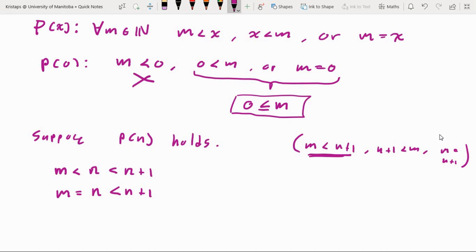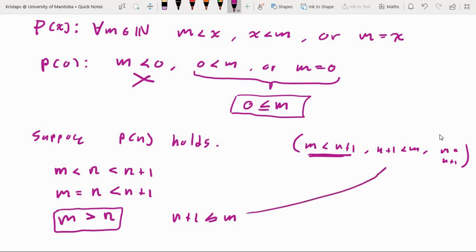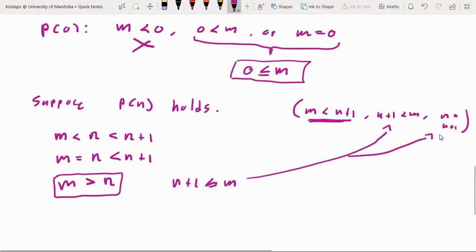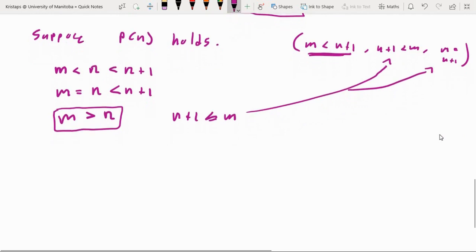So the only other possibility to consider is that m is in fact greater than n. Assuming that this is the case, what we're going to do is show that n plus 1 is less than or equal to m. If we can do this, then in either case, either we have n plus 1 is less than m, or we will have that m is equal to n plus 1, and this will finally establish the statement P of n plus 1.